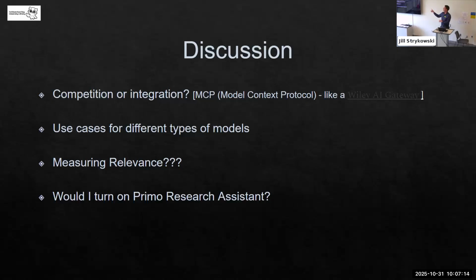Use cases for different types of models. So my sense is that if I were teaching undergraduates, I'd teach them not to use these fancy academic specific tools like Elicit or Consensus, because I think it's just too much for undergraduates. Things like Claude and ChatGPT probably are better for undergraduates, and they'll answer more like a librarian would, or how we would answer those questions.